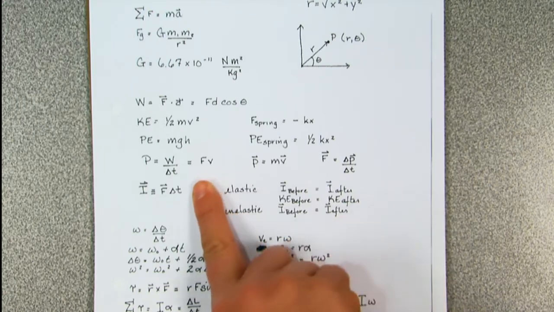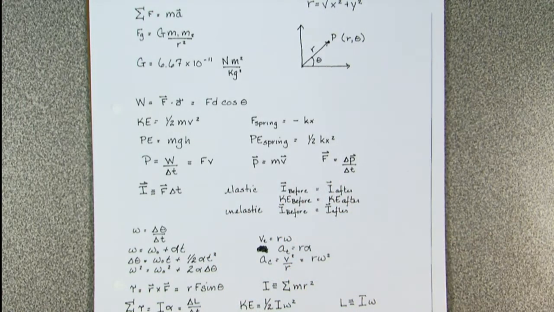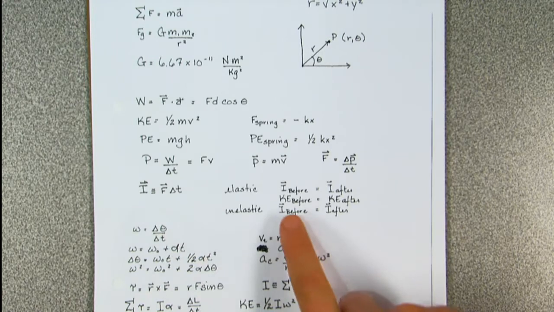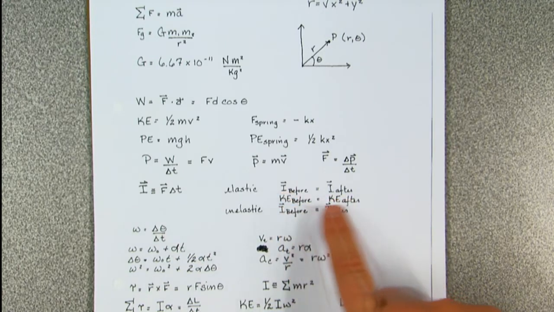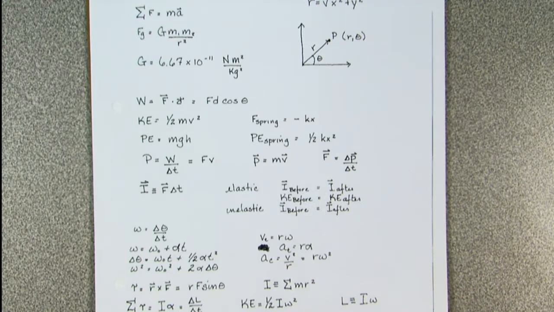This is power. There's my momentum, and my force is a change in momentum. Here is that, this is impact. And I get my elastic collisions: my momentum before is equal to my momentum after, my kinetic energy before is equal to my kinetic energy after. And inelastic collisions, I don't have the kinetic energy one. So this is impact, these are actually momentum.